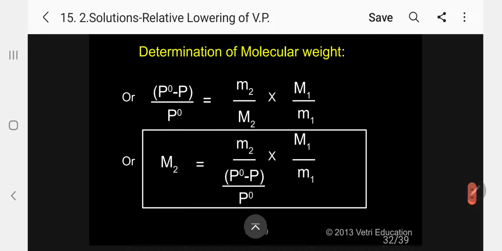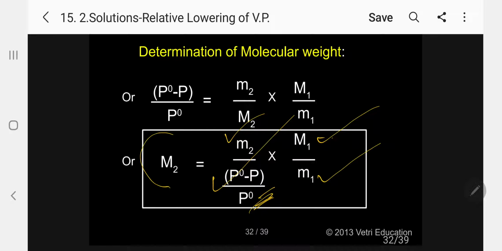Here we have to substitute. When you substitute, this value is known, this value is known, this value is known; we have measured these now. So the molecular weight of the given unknown non-volatile solid can be determined. So this is the method to measure the molecular weight, determination of molecular weight by the relative lowering of vapor pressure method.